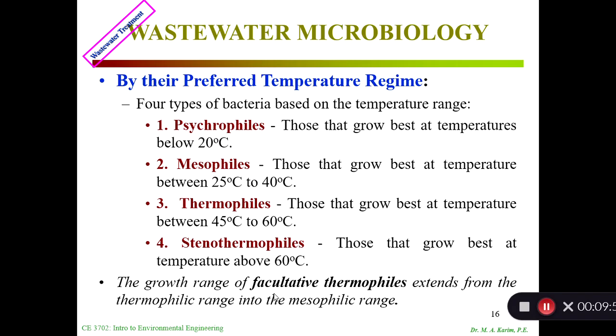Here, for preferred temperature region, there are 4 types. Psychrophiles are those that grow best at temperatures below 20 degrees Celsius. Mesophiles is 25 to 40. Thermophiles is 45 to 60. And stenothermophiles are those that grow best at temperatures above 60 degrees Celsius. The growth rate of facultative thermophiles extends from the thermophilic range into the mesophilic range.